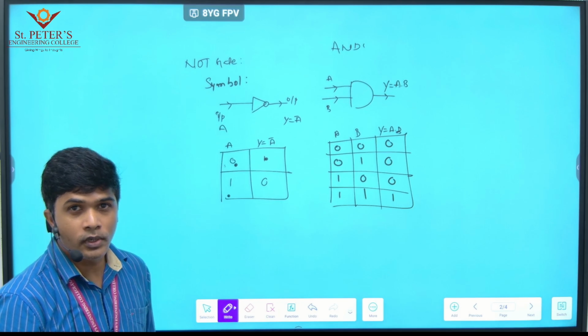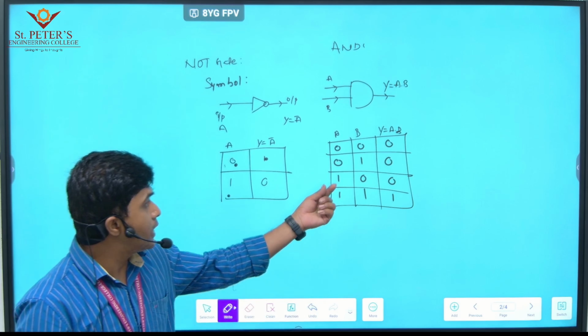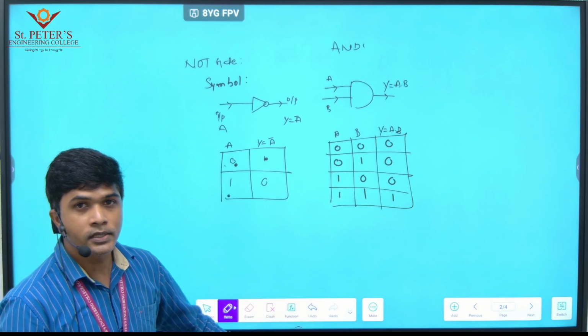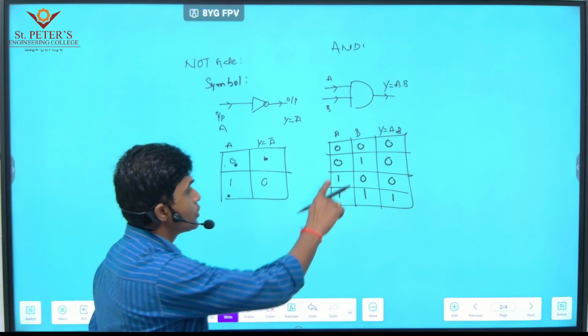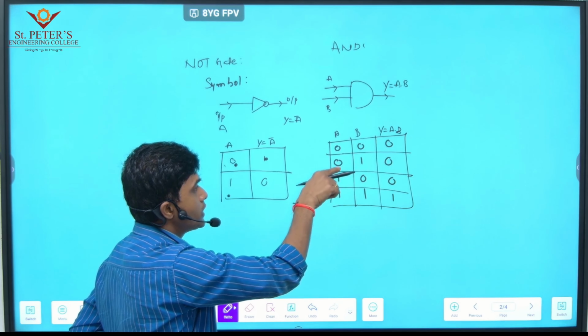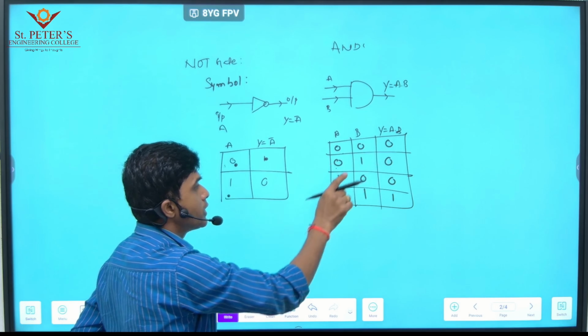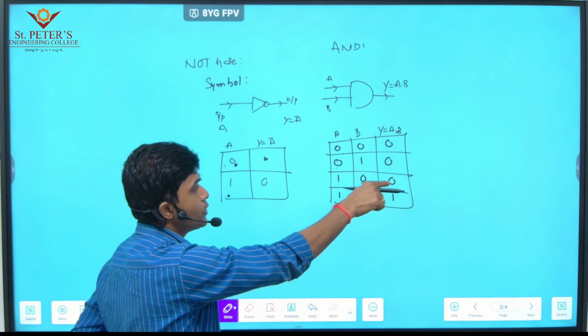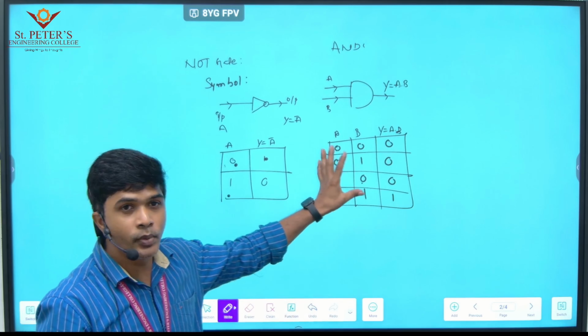From the truth table, we can conclude that if any one of the inputs is 0, the result is obviously 0. So if you observe here, both the inputs are 0, result is 0. In this combination, one input is 0, the result became 0. Here one input became 0, the result became 0. So it does a simple multiplication.